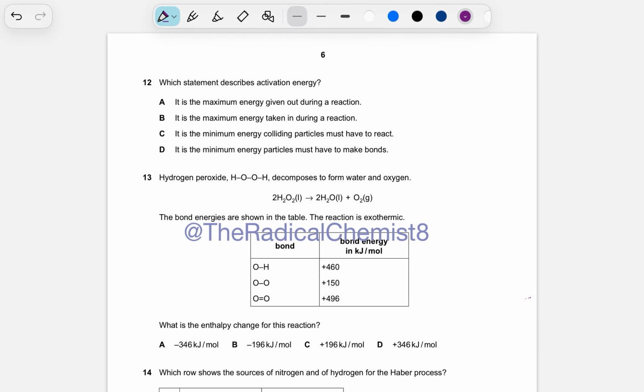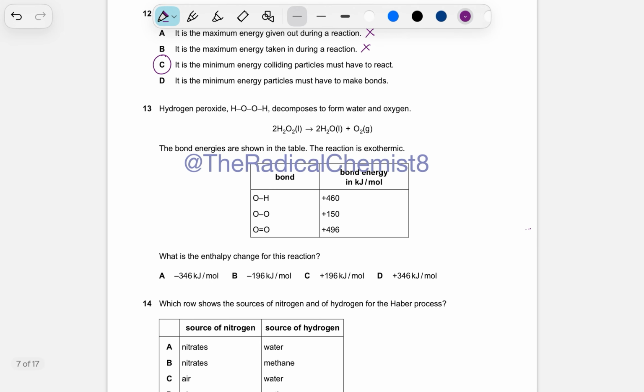Question 12 then. Which statement describes activation energy? So remember, activation energy is the minimum energy colliding particles must possess in order to react. So using this then, A is incorrect, B is incorrect, your answer is C.